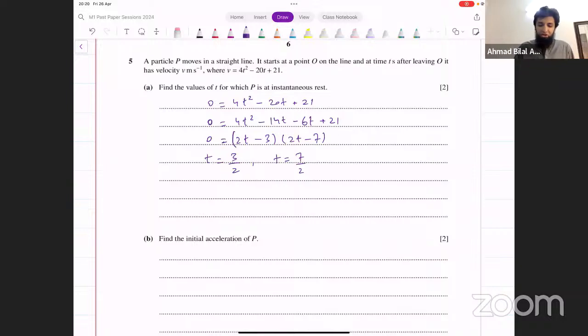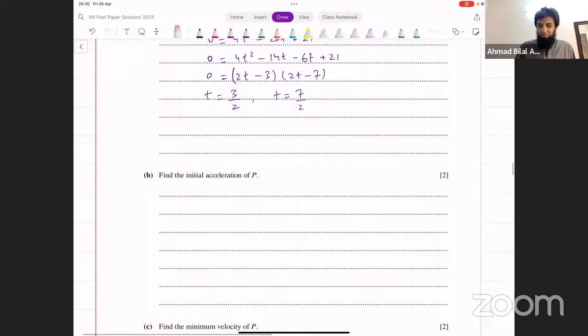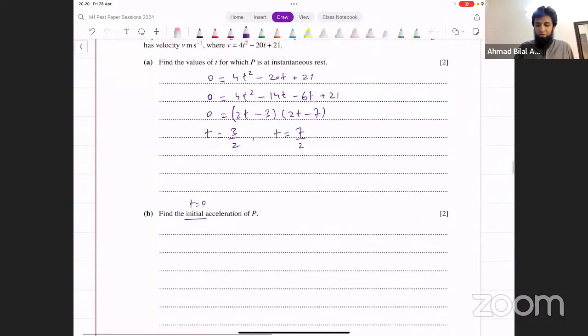Now it says find the initial acceleration of P. Initial means when time equals 0. Find the acceleration when t equals 0. All right, we've got the velocity function. How do you go from velocity to acceleration? You have to differentiate it.